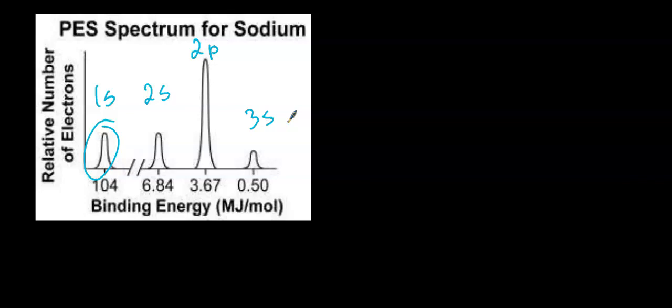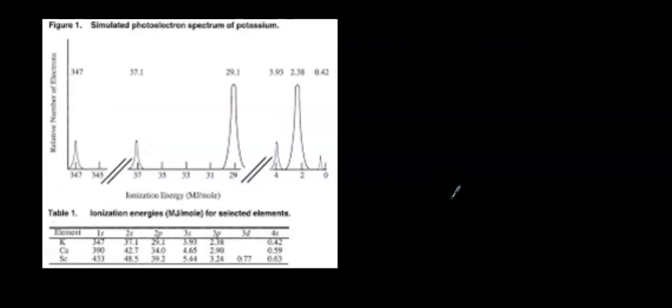Notice this time that the peak at 0.5 is shorter than the peak at 6.84. It's about half as tall. So I'm guessing that corresponds to 1 electron. So that's where the electron configuration for sodium came from. And again, it tells you, but try not to look at what this is. Let's figure out based on the photoelectron spectrum.